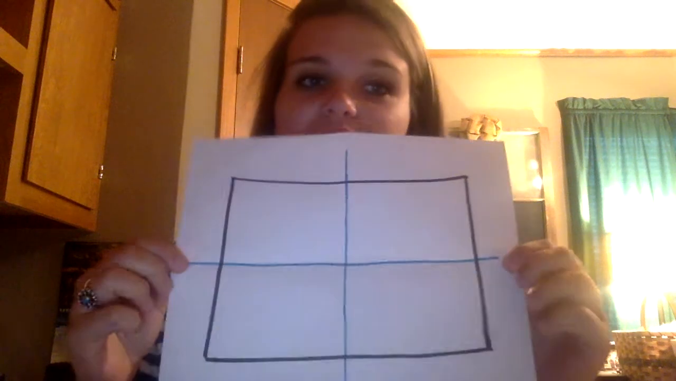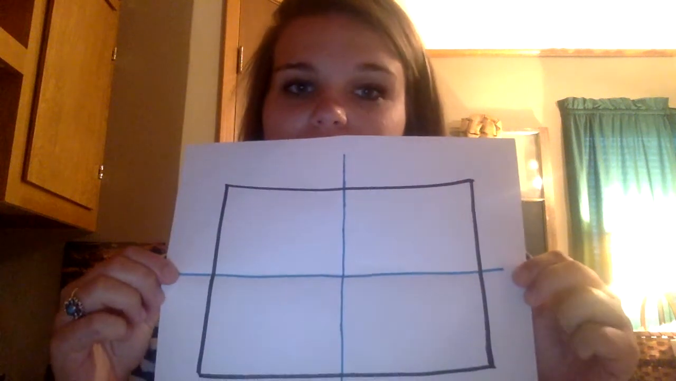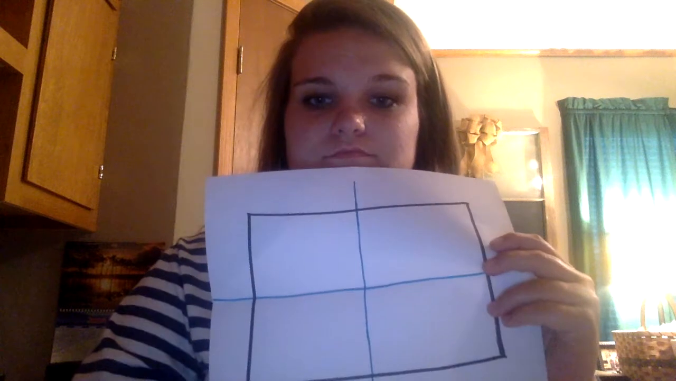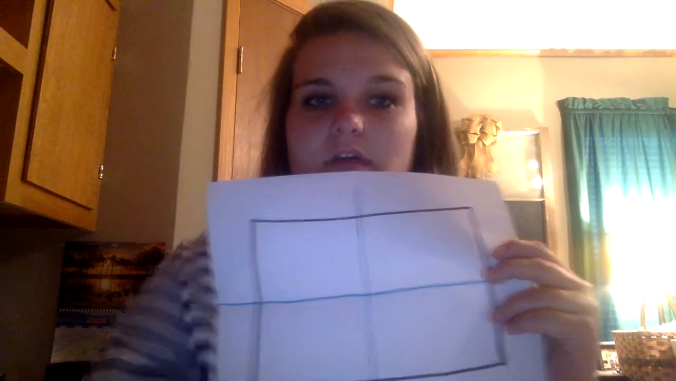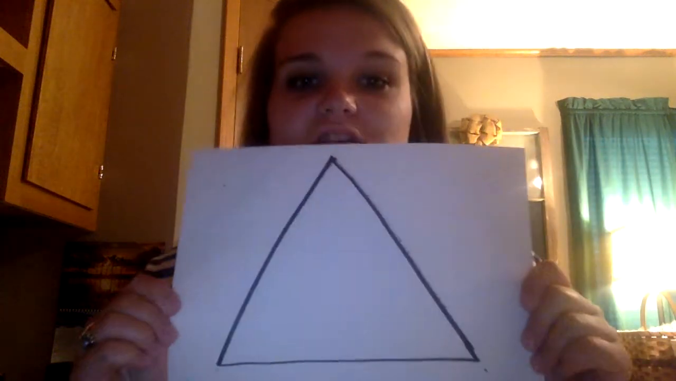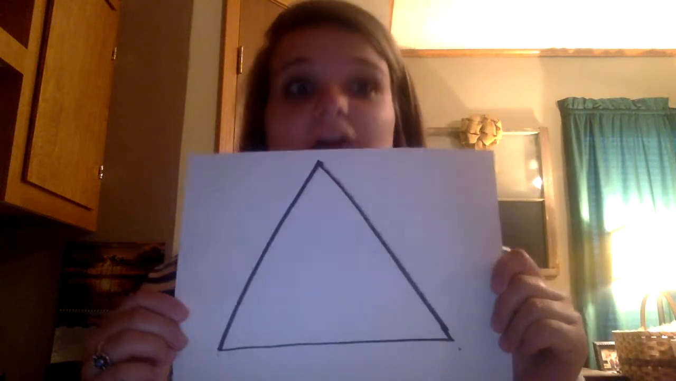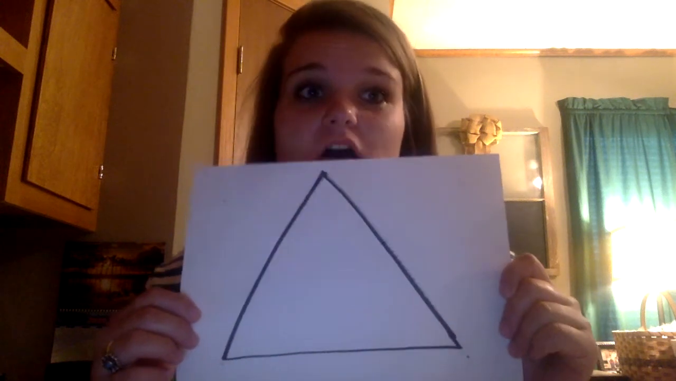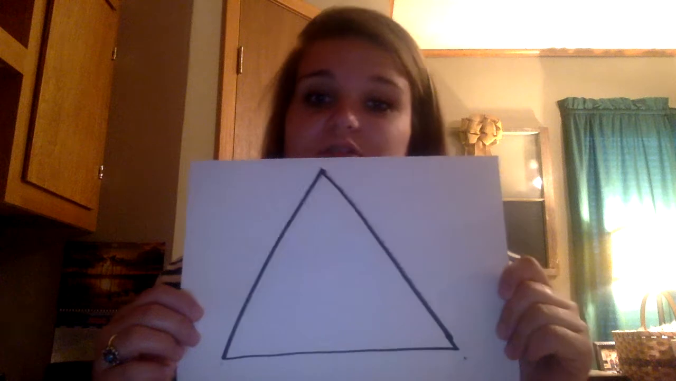So no matter which line you fold this rectangle over, they are both symmetrical. Okay, remember, these are your lines of symmetry. Let's look at another example. What shape is this? A triangle. Yes, that is correct. And a triangle also has more than one line of symmetry.